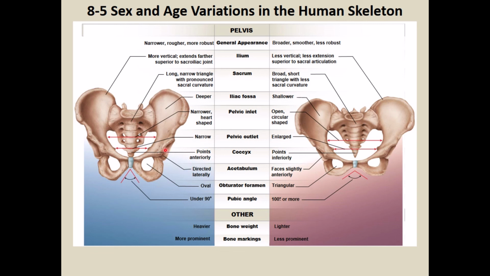You can see the acetabulum is located laterally, but in women it's located slightly anteriorly. You also see the obturator foramen is more oval shaped in men because the pubic angle is narrow, and in women it is more triangular in shape because the pubic angle is very wide.